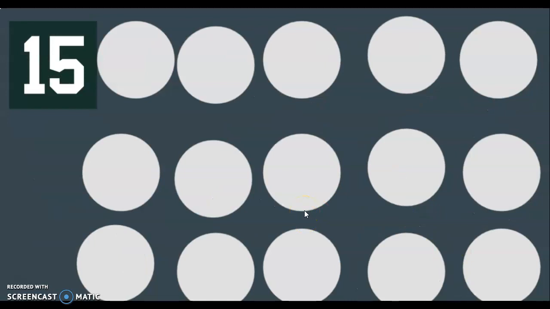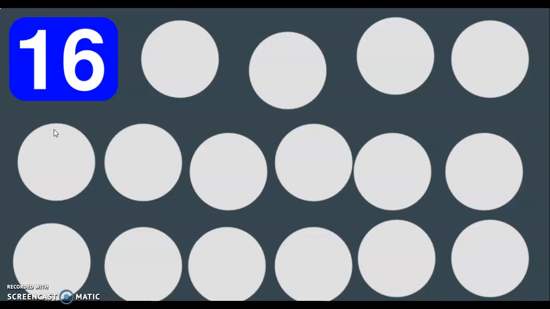So after the number 14, we have the number 15, and we can see that we have some groups of different numbers in our page, but we're just going to count and make sure that we have 15 circles. So we have 1, 2, 3, 4, 5, 6, 7, 8, 9, 10, 11, 12, 13, 14, and one more than 14 is 15, and we have one more circle, so we have 15 circles in our group.